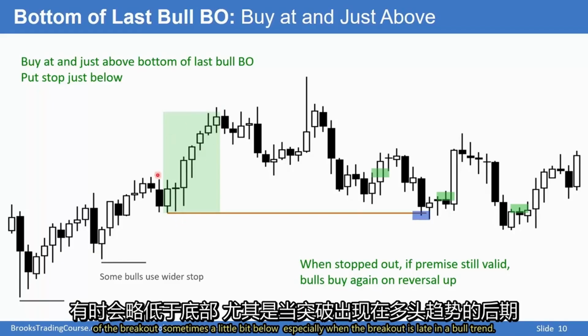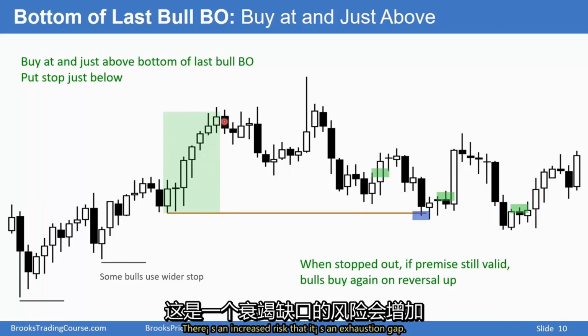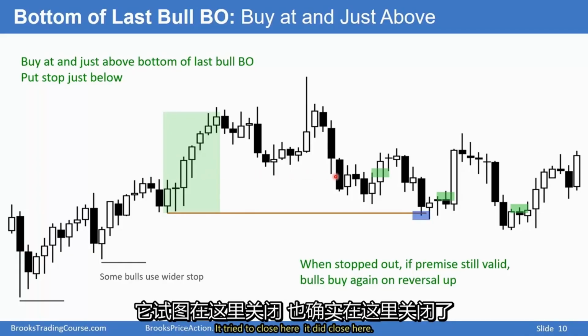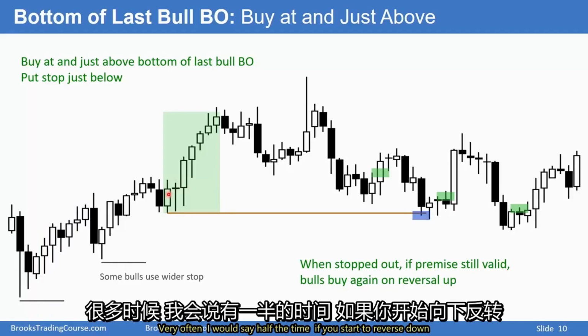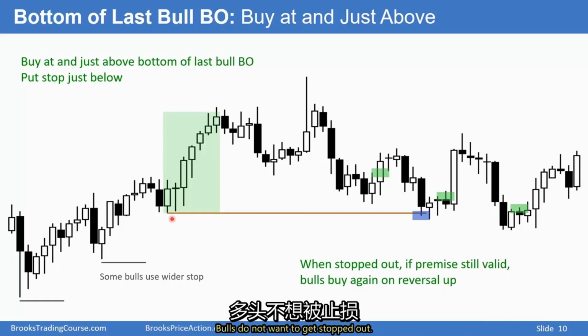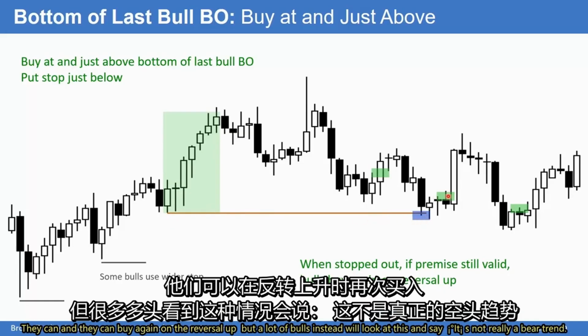Especially when the breakout is late in a bull trend, there's an increased risk that it's an exhaustion gap. For example, the gap below this low and the breakout point here probably will close at some point. It tried to close here, it did close here, and very often, I would say half the time, if you start to reverse down, you're going to get to the bottom of the bull breakout and usually a little bit below. And bulls do not want to get stopped out. They can, and they can buy again on the reversal up.